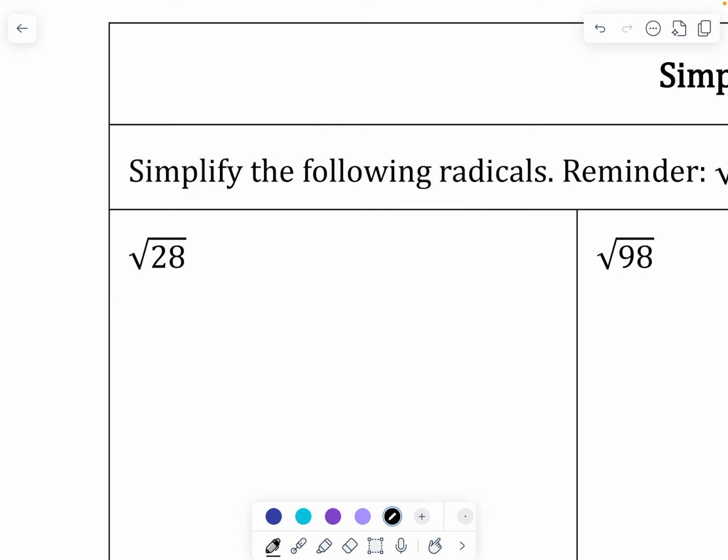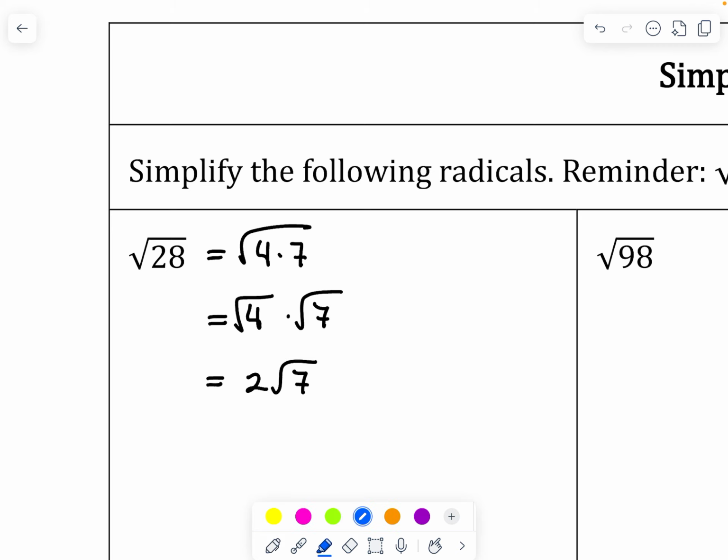So 28, that is 4 times 7. And why do we like 4? Well, we like 4 because it is a perfect square number. So I can split this up into root 4 times root 7, and root 4 is 2. The 7 cannot be simplified.